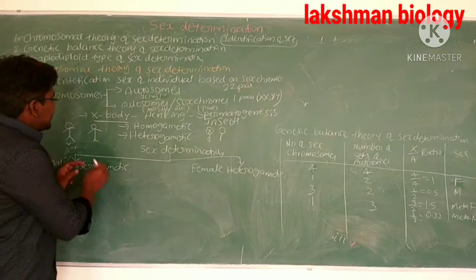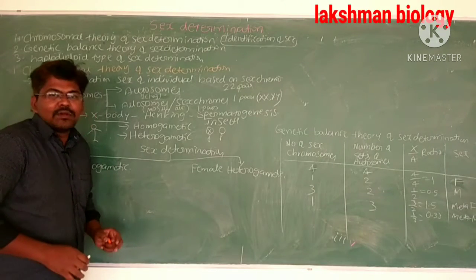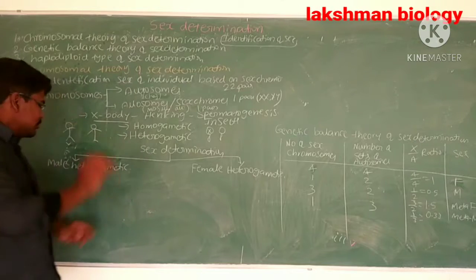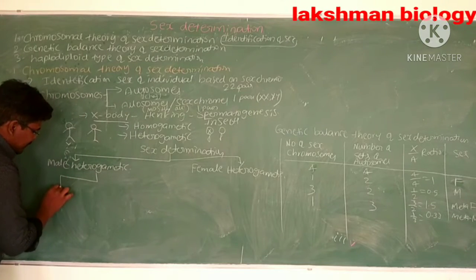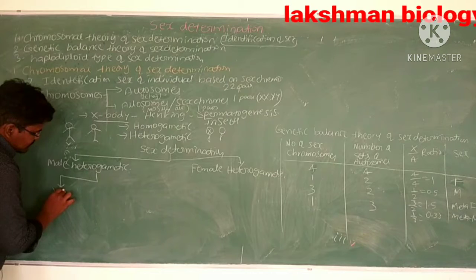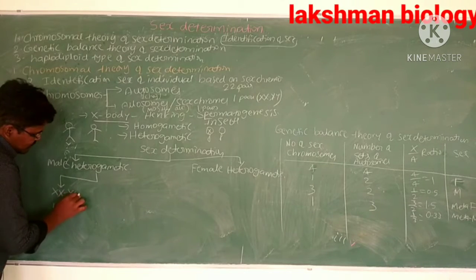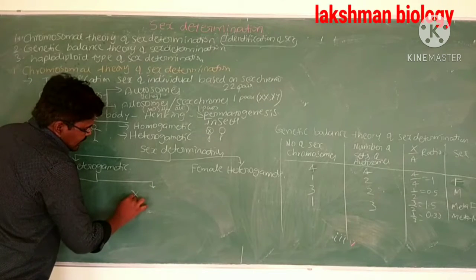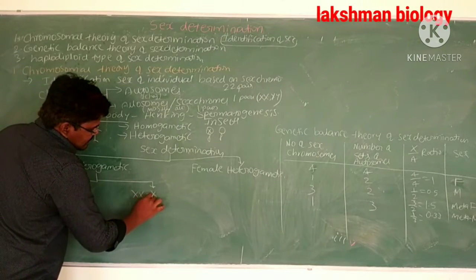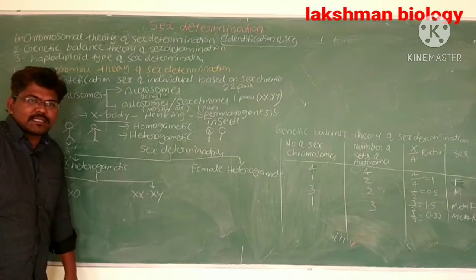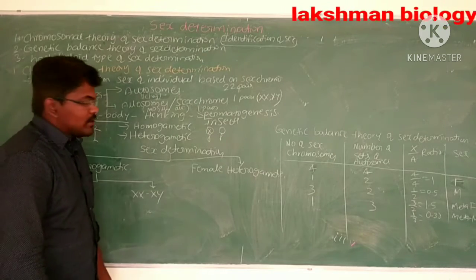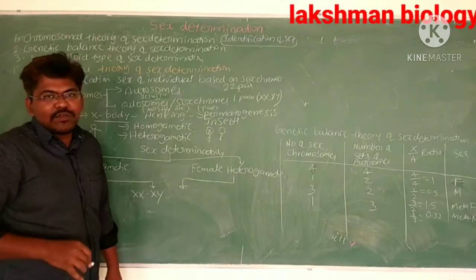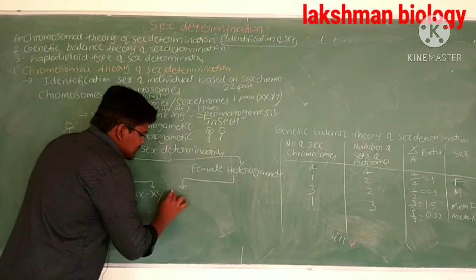Male heterogamatic sex determination is also divided into two types. Number one is XX/XO type of sex determination. Number two is XX/XY type of sex determination. Then female heterogamatic sex determination is also divided into two types.